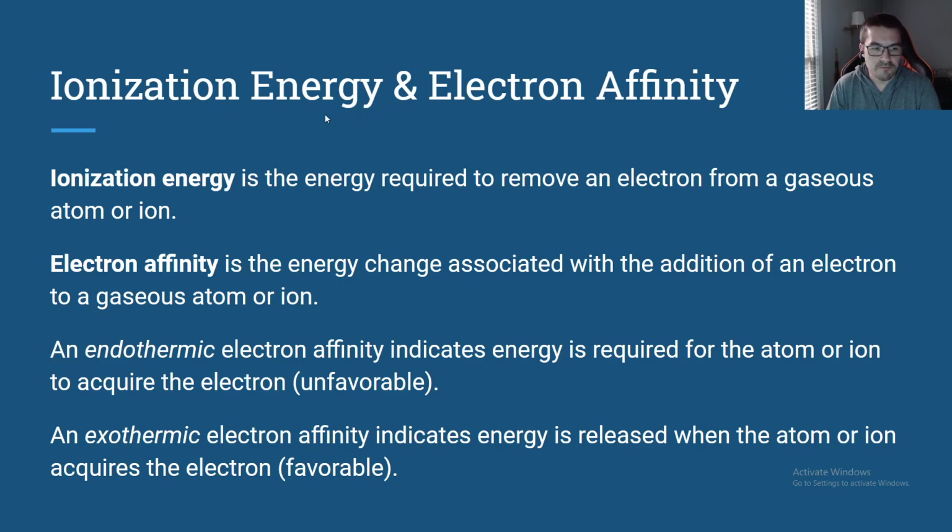and electron affinity. So ionization energy, once again, is the amount of energy required to remove an electron from a gaseous atom, right? More ionization energy means it takes more energy to remove an electron. Lower ionization energy means it takes less. What that means is that a high ionization energy means those electrons are tightly bound. A low ionization energy means that they're not.